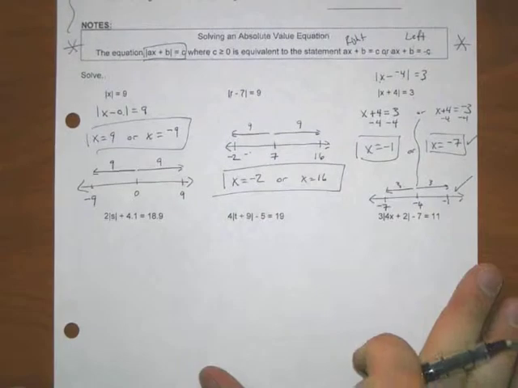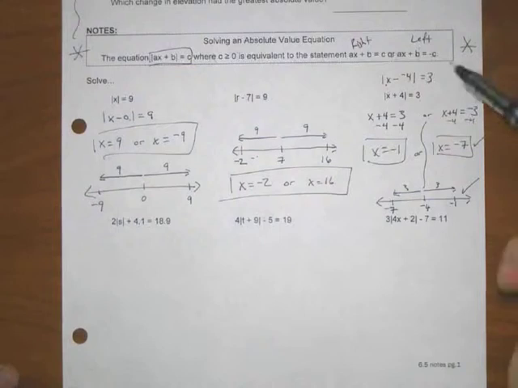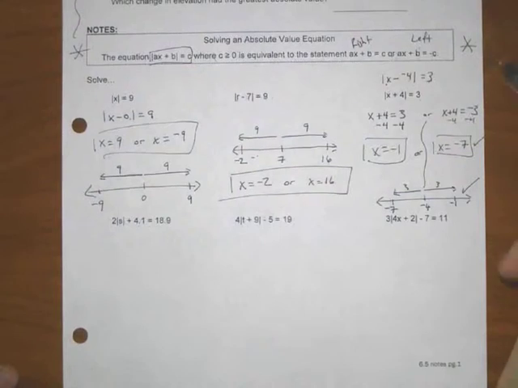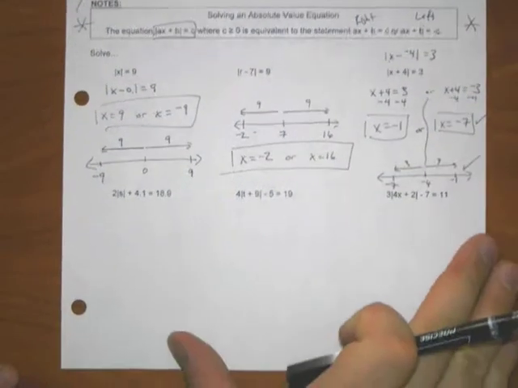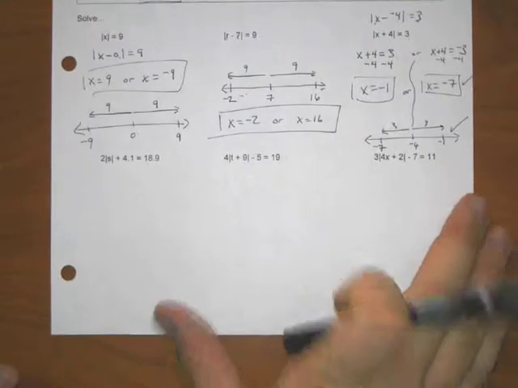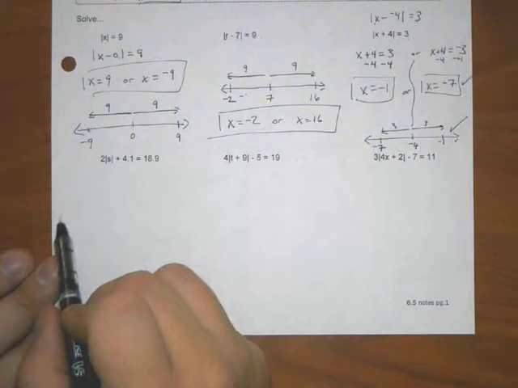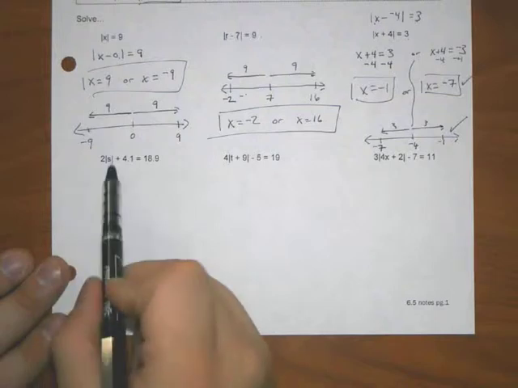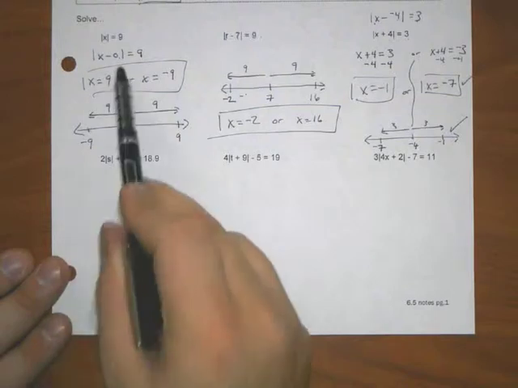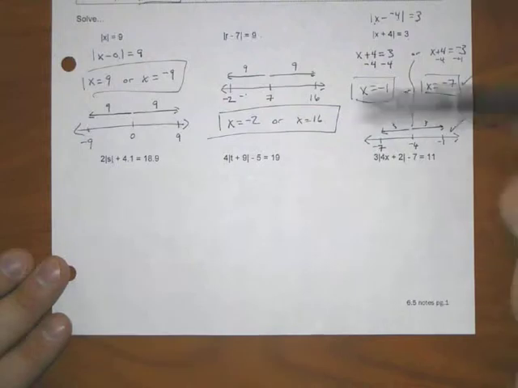For a lot of equations, this algebra approach can be a little bit faster, especially when they get slightly more complicated. Like for example, now I have things outside of the absolute value. So my approach is to get the absolute value by itself, isolated, and then use the number line approach or split it into two equations.